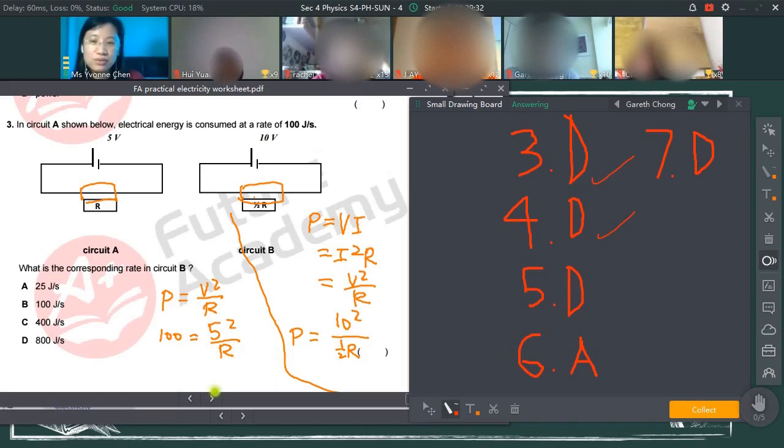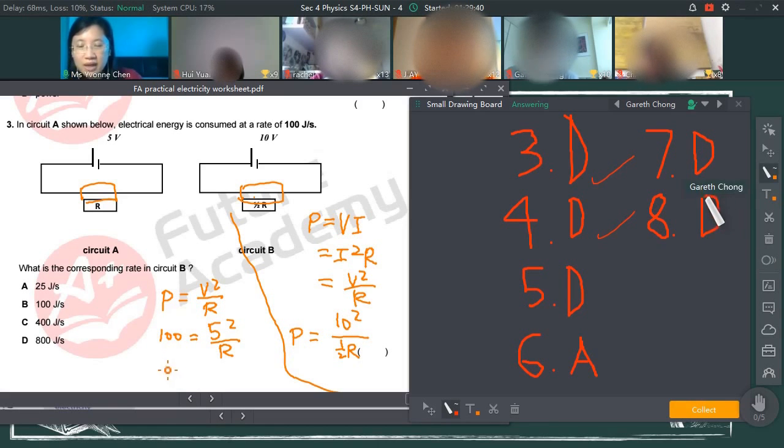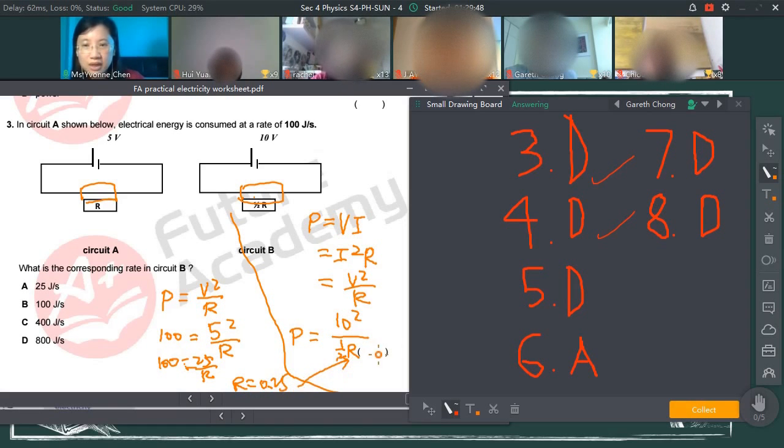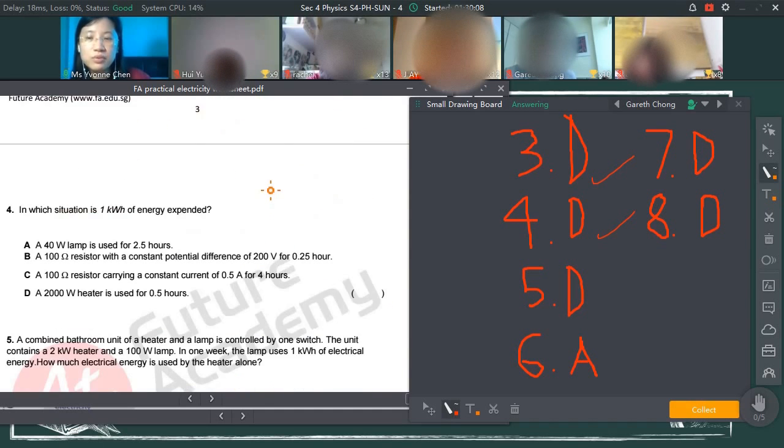So you can use any other method. You can use mathematics approach to find the value. Okay, so the final answer, you can see, right? 100 equals to 25 over R. So the R equals to 0.25. You substitute it here. The final answer should be D. Okay, that's for question three. So question three, you need to understand, we look at power. And we know the voltage change, we know the resistance not the same. And we shall use the formula power equals to V squared divided by R. Okay, so now please continue with question four onwards.